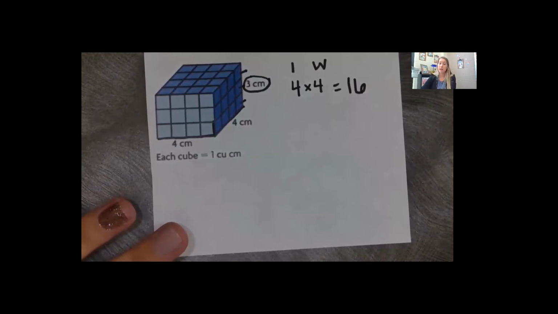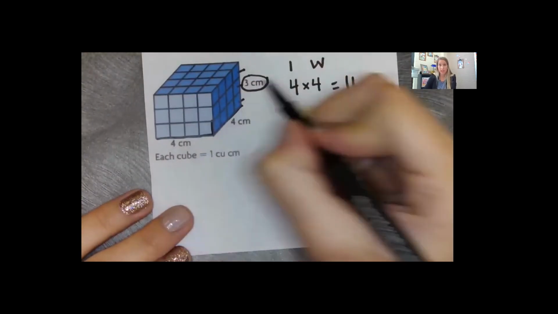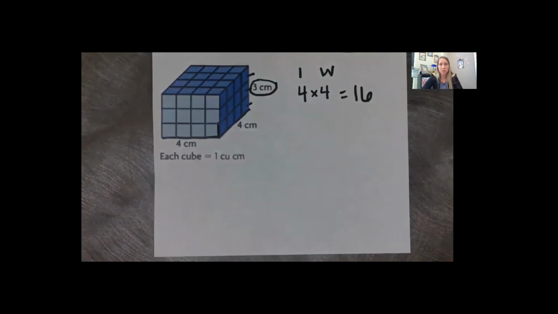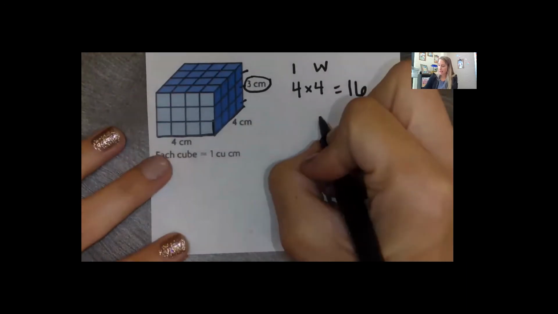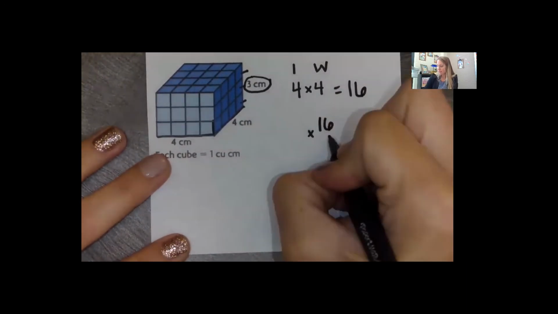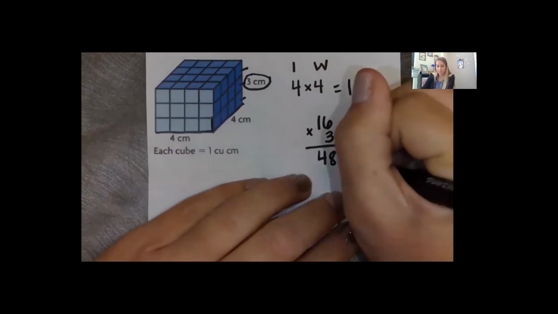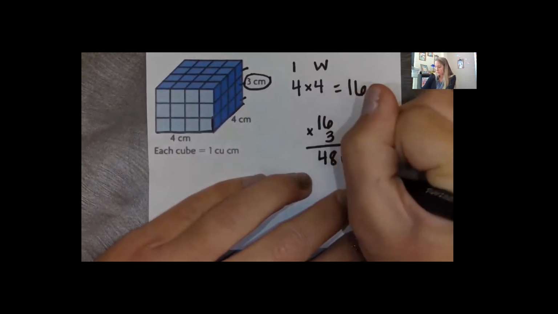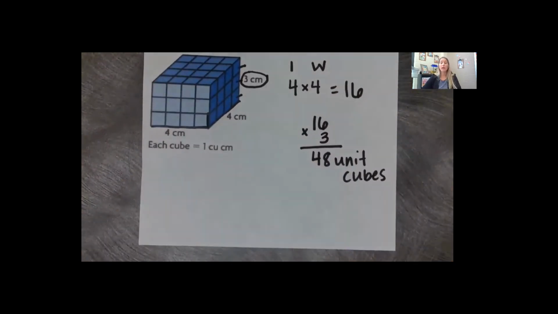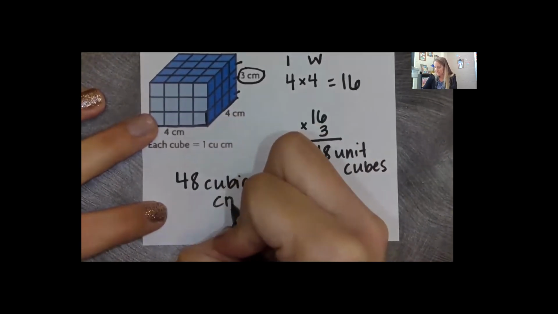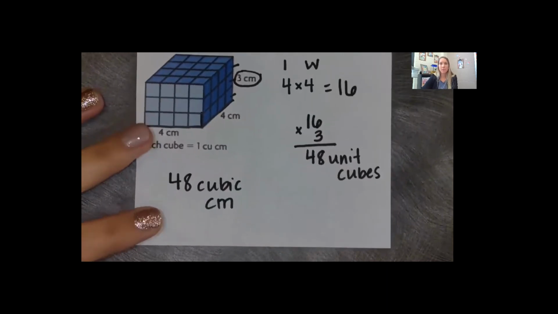You're right, we will need to multiply the number of layers, which was 3, by the number of cubes in each layer. Can you write an equation to match what we would do to solve that? Did you say 16 cubes in each layer times 3 layers gives us 48 unit cubes? Excellent work. So we could say this rectangular prism has a volume of 48 cubic centimeters. Here's a similar problem.